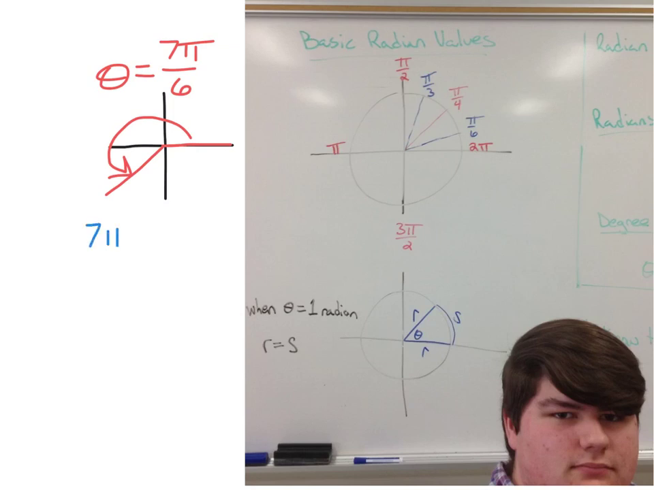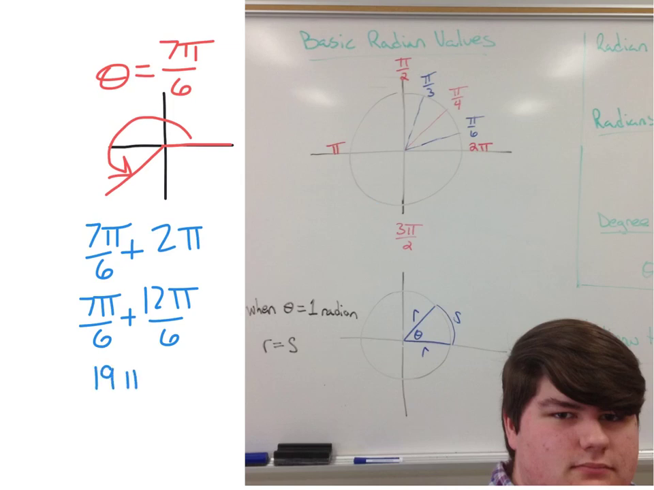So 7 pi over 6 plus 2 pi, right? If you're good with your fractions, this is a lot easier because this is really 7 pi over 6 plus 12 pi over 6. All right, so that could be a potential one. Of course, you could add 2 pi as many times as you want and you're still correct. How's that? They wanted a positive and negative, right?